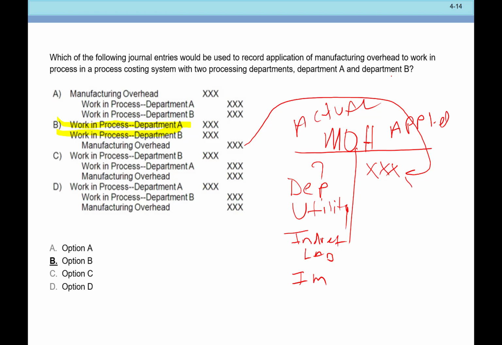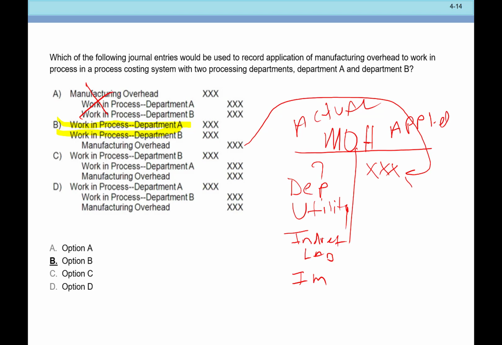Anyway, what happens? We sit here and we say, which of the following journal entries would be used to record the application of manufacturing overhead to work in process in a process costing system with 2 processing departments? You are not going to debit manufacturing overhead and credit work in process. I mean, that's just nonsense. There is no journal entry that involves that. It is a debit to work in process and a credit to manufacturing overhead for the applied, right?